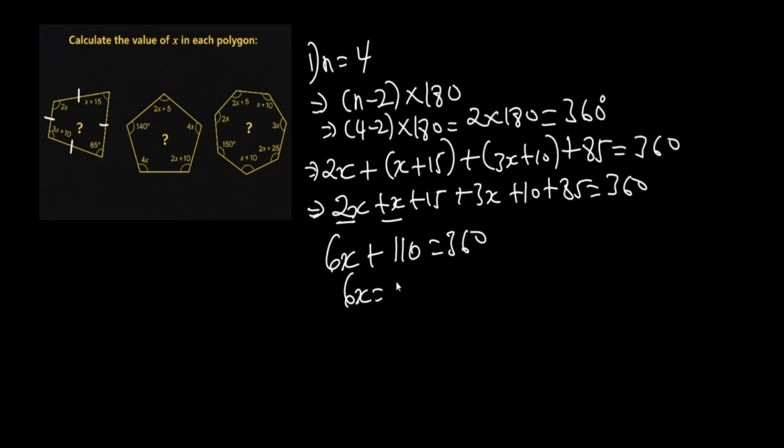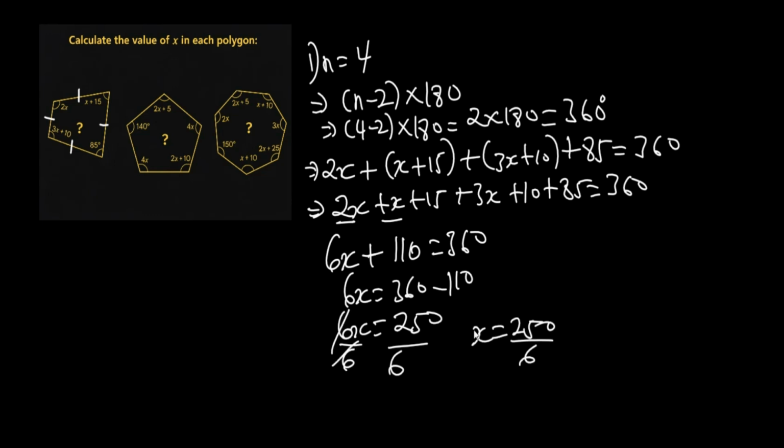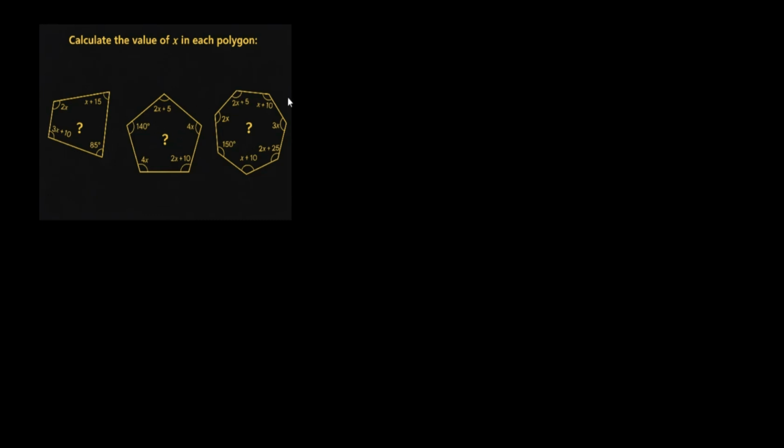Now here I'll send 110 over, and because it's a positive number, when it comes here it's going to be negative, so 6x. And now 360 minus 110 will give me 250. I will divide both sides by 6, so I'm going to have 250 divided by 6, and that will give me approximately 41.7 degrees.